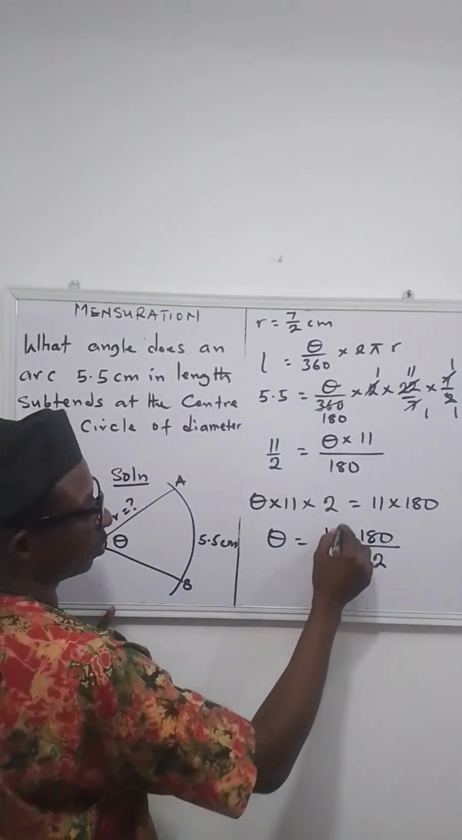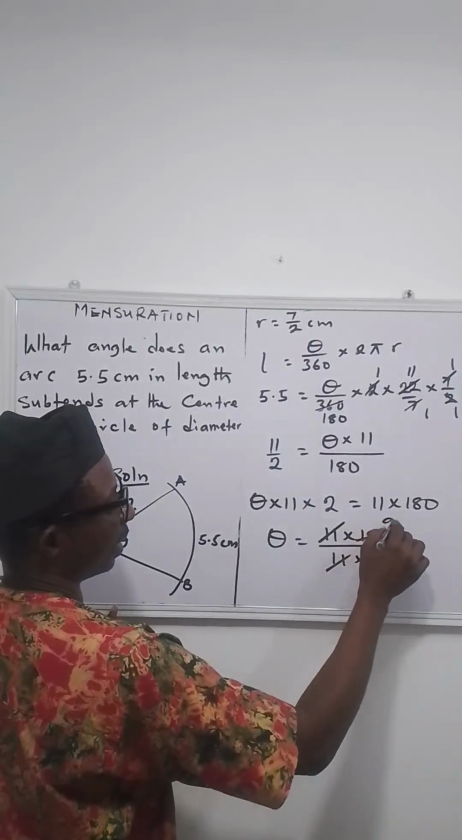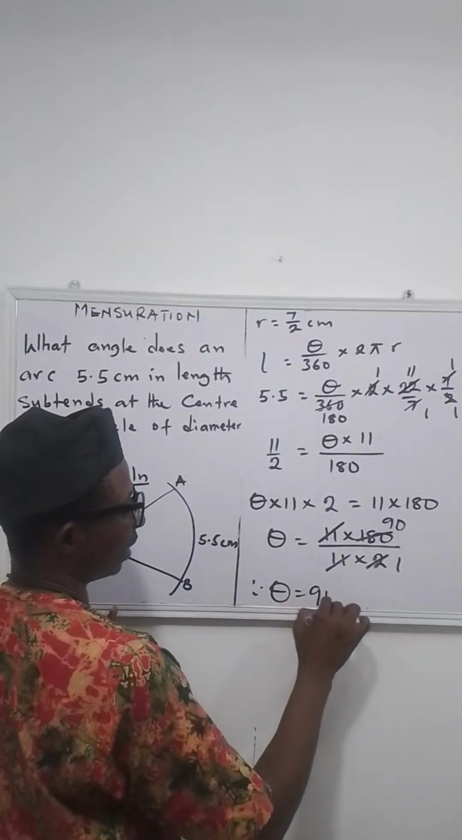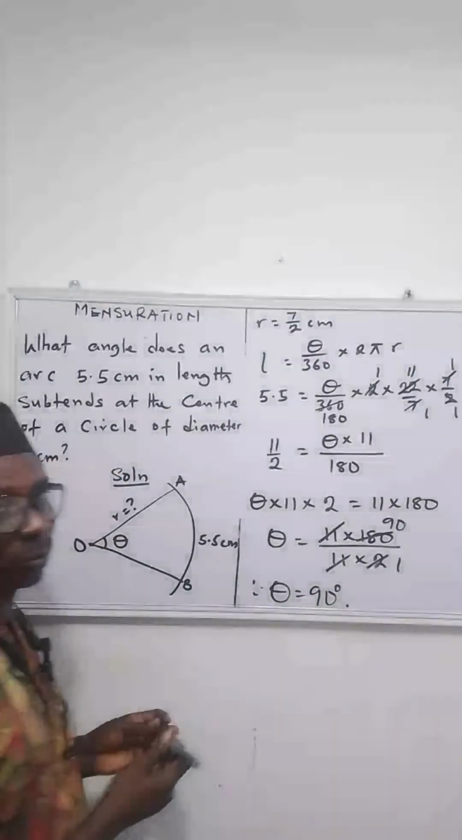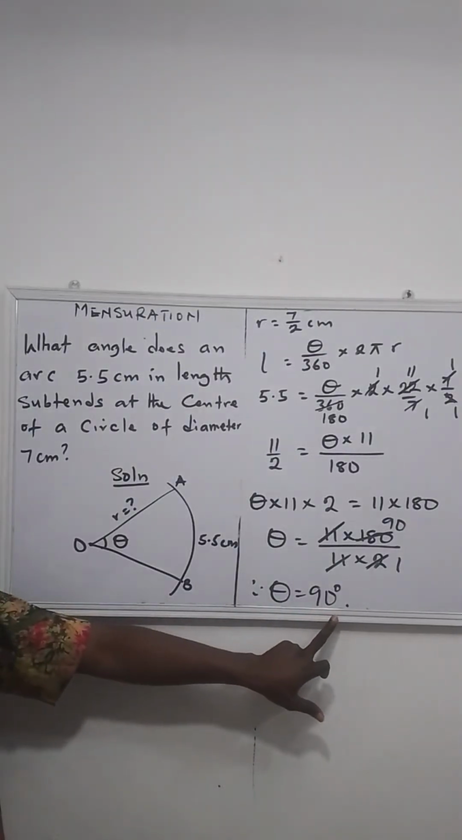So this will cancel this. 2 goes there 1, 2 goes there 90. So therefore, theta equals 90 degrees. So the angle subtended at the center of the circle is 90 degrees.